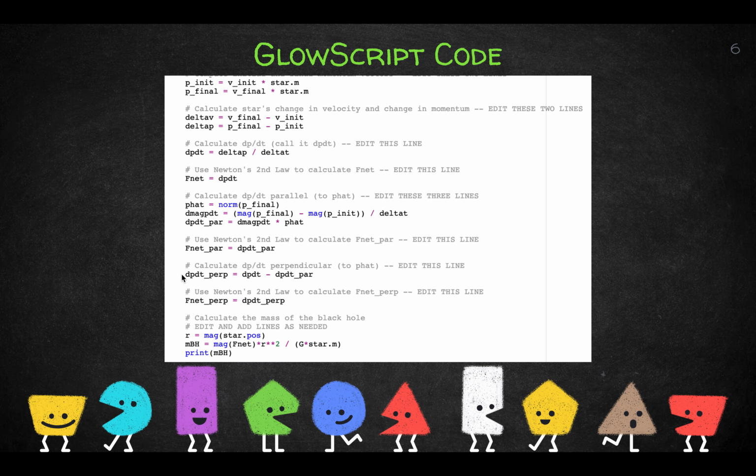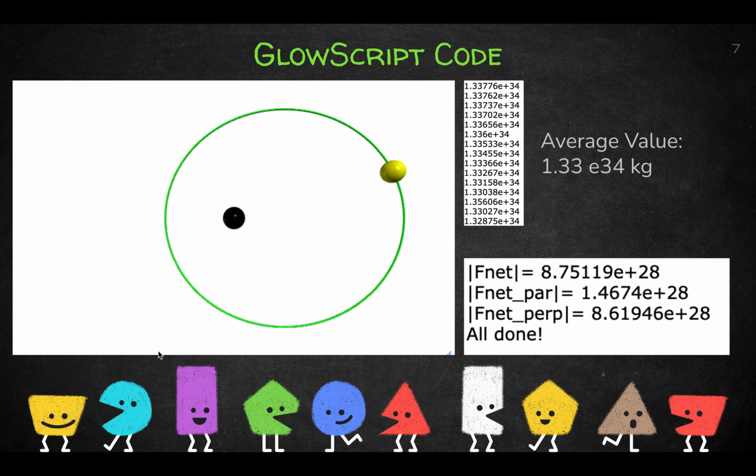I then found the perpendicular component of dp dt by subtracting the parallel component of dp dt from the overall dp dt. I then equated the perpendicular component of net force to the perpendicular component of dp dt from Newton's second law, and I then found the distance between the star and the black hole right here, and then I readjusted the gravitational force equation in order to get the mass of the black hole.